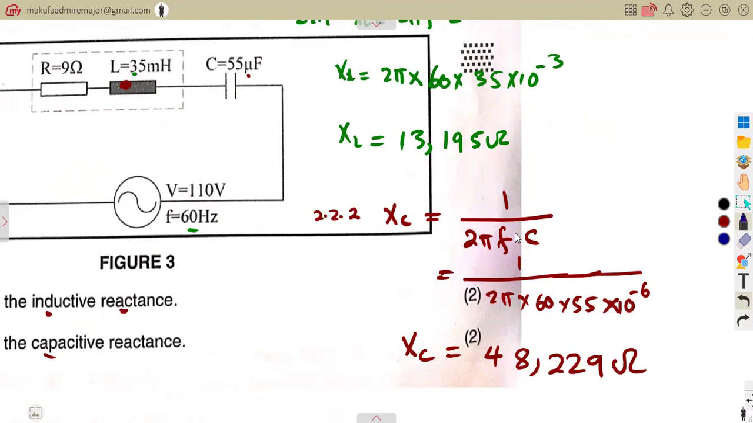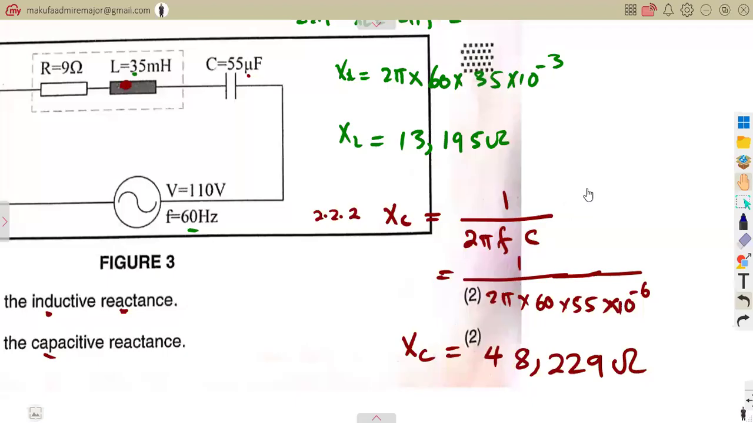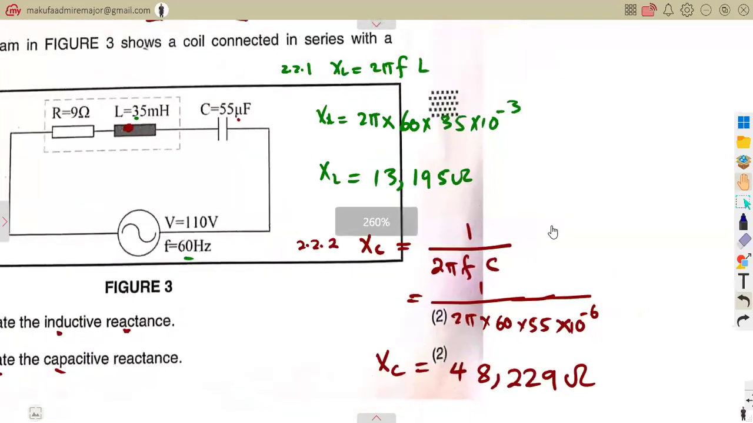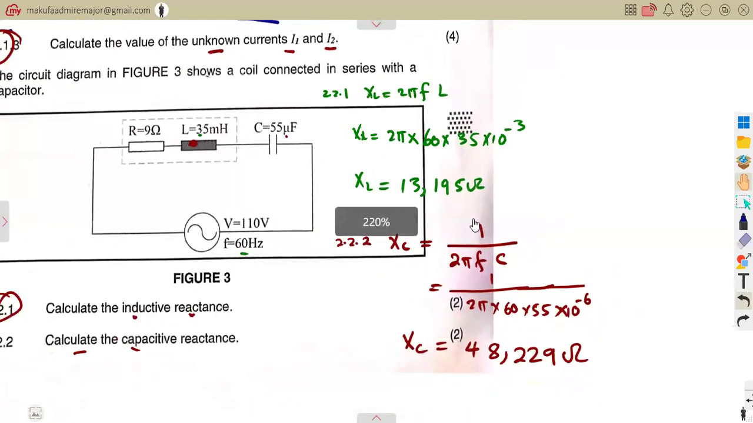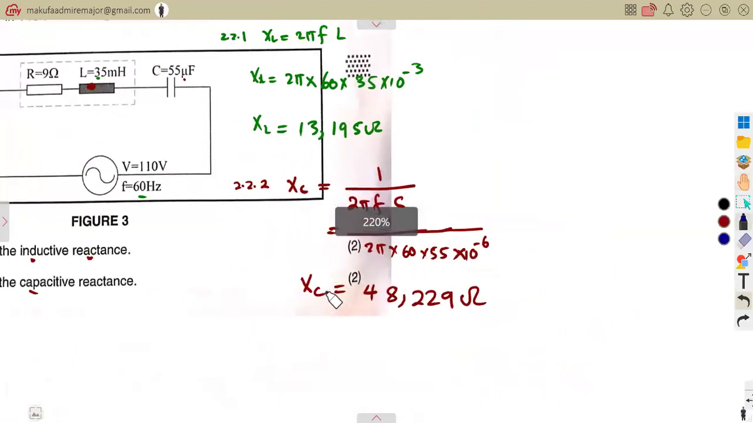So we're given the reactance of each. After that, the impedance. Calculate the impedance. So for the impedance, we have to consider between these reactances, because there we have got the reactance of the inductor and that of a capacitor. So remember, I said you must compare these two. If you compare XC and XL, you're going to see that XC is bigger. It is greater than XL.